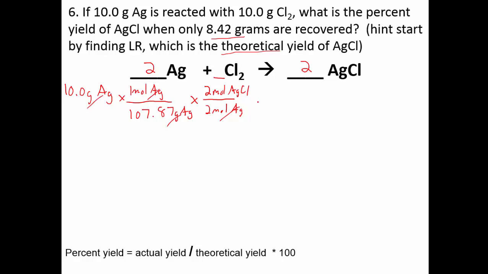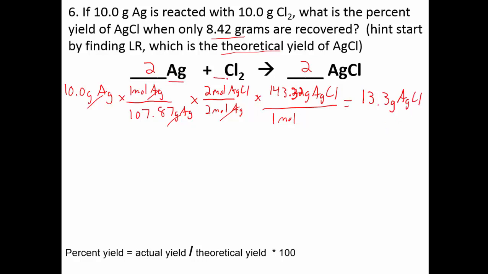Our final step then is to go back to grams. How much mass can we produce? 143.32 grams of AgCl from the periodic table over 1 mole will show us in the end that we can make 13.3 grams of silver chloride.